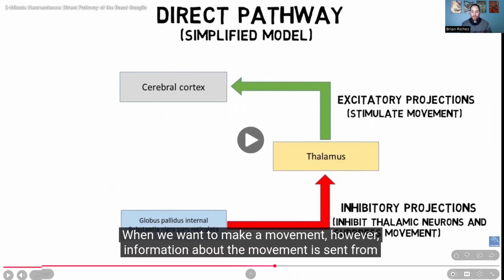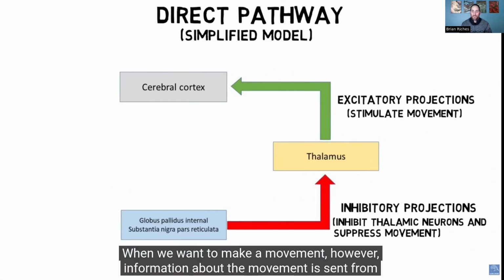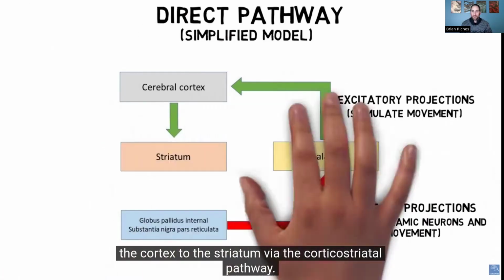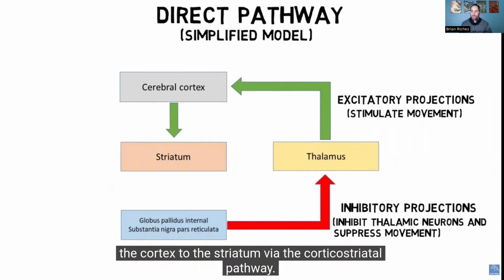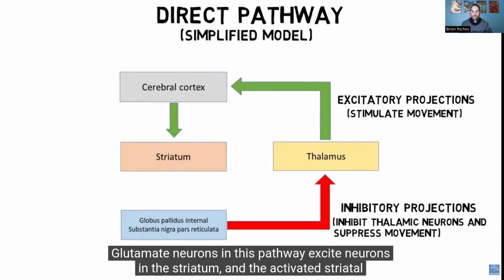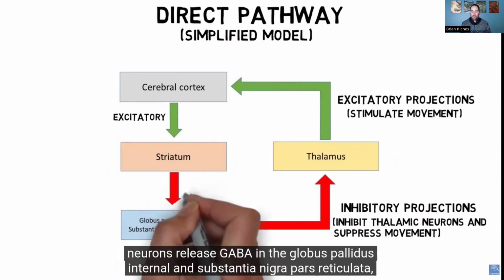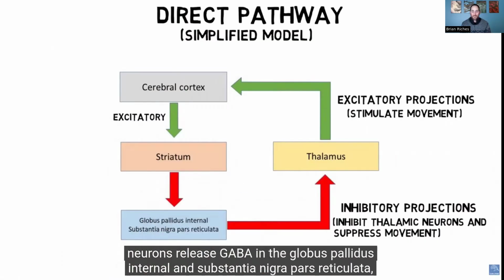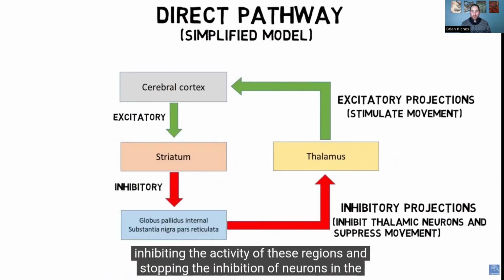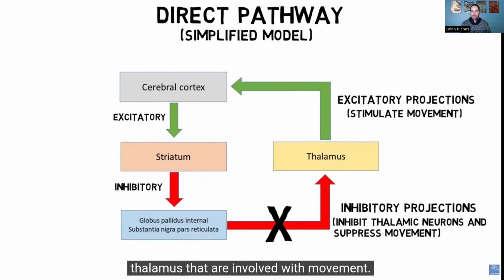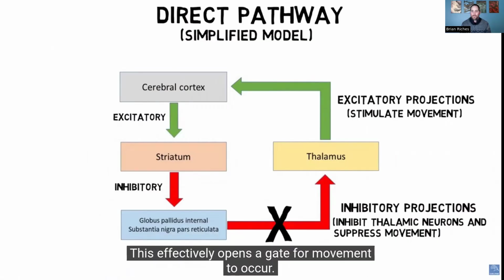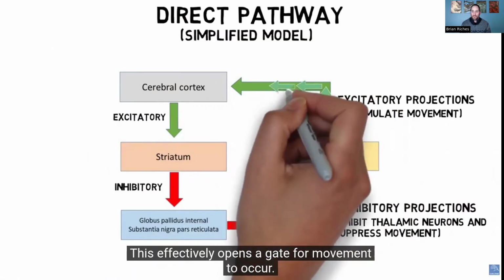To make a movement, however, information about the movement is sent from the cortex to the striatum via the corticostriatal pathway. Glutamate neurons in this pathway excite neurons in the striatum, and the activated striatal neurons release GABA in the globus pallidus internal and substantia nigra pars reticulata, inhibiting the activity of these regions and stopping the inhibition of neurons in the thalamus that are involved with movement. This effectively opens a gate for movement to occur.